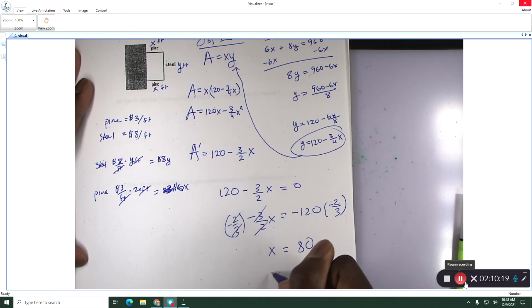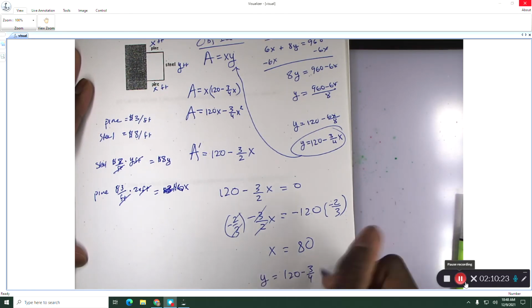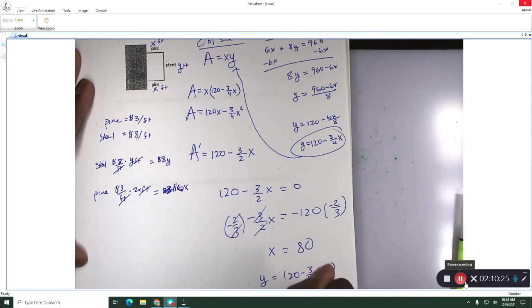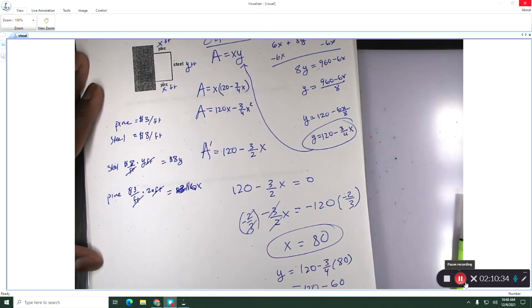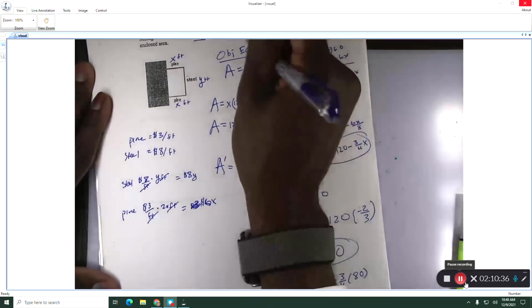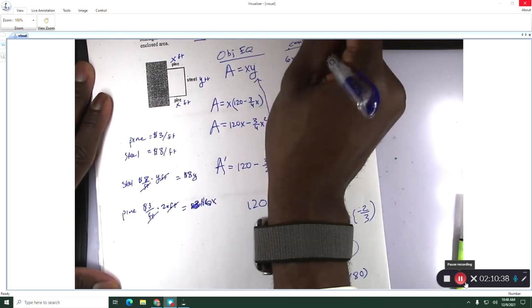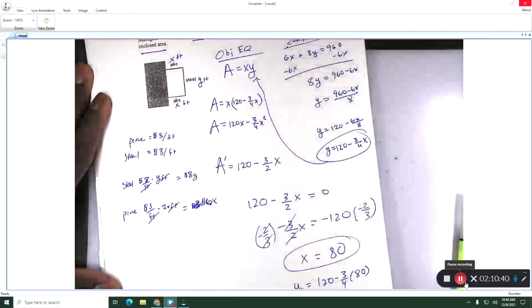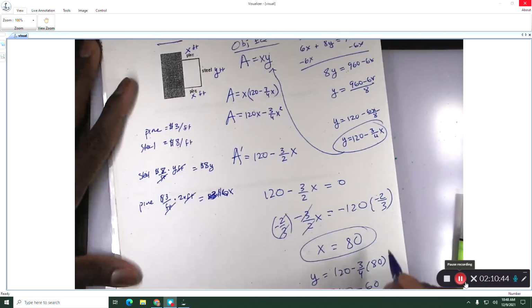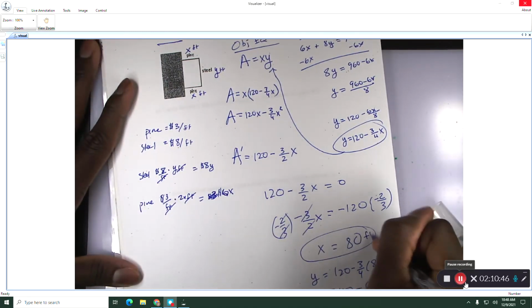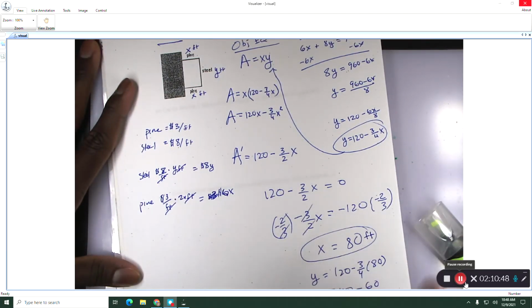And then our y will be equal to 120 minus 3/4 of x, which is 80. 120 minus 3/4 of 80 is 60. Y is equal to 60. And we are not done here, because the question, yes, we are. We found the dimensions. It didn't ask for the area. We just found the two dimensions. And we're done here.